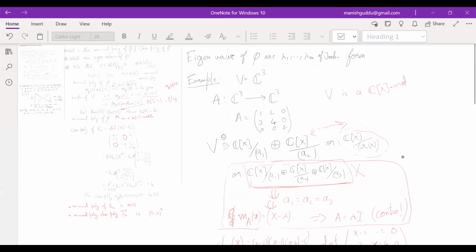Sir, will we have finding the rational Jordan canonical form for larger matrices, like 4x4, on the exam? I won't ask you something which is computationally too intensive. I'll only ask something which you can do without much computation. Okay.